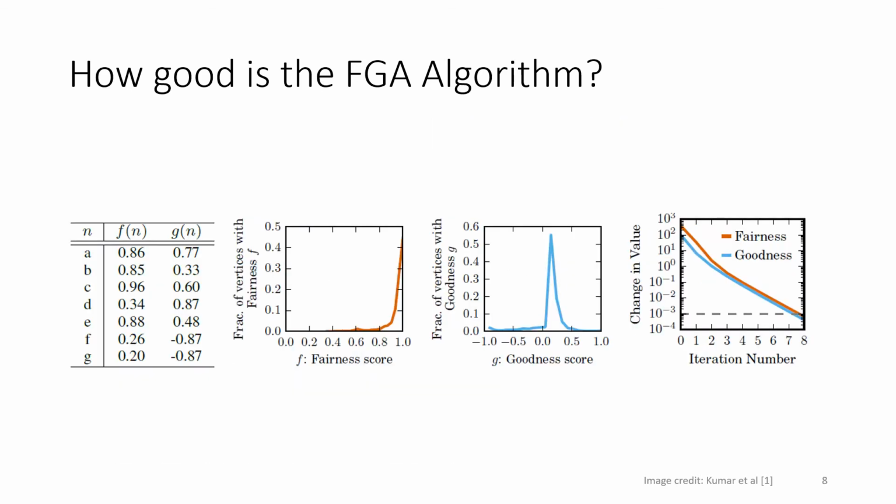Here are the remaining results of the example we just did. From the iteration number, we can see that the algorithm converged at the 8th iteration for this example. And here are the other scores. So let's move on.